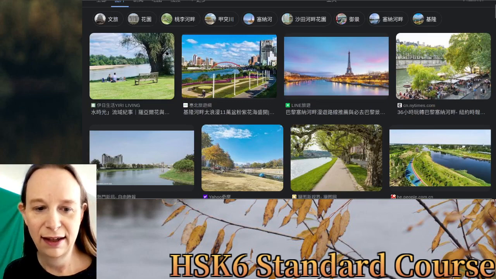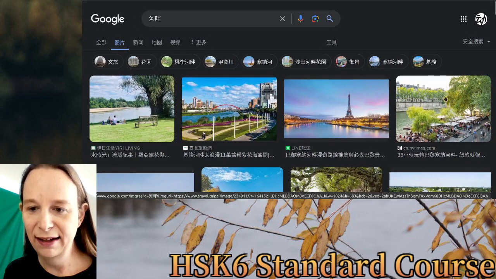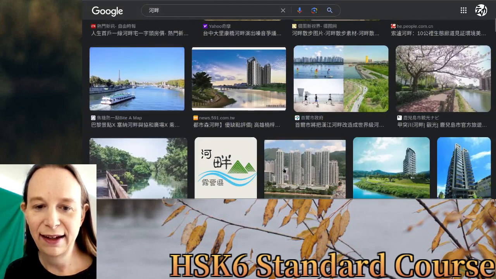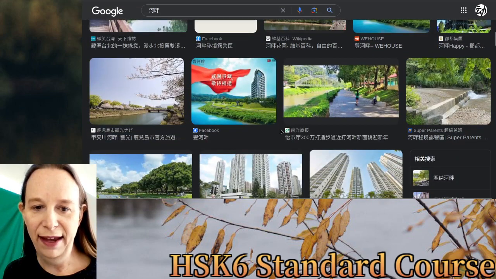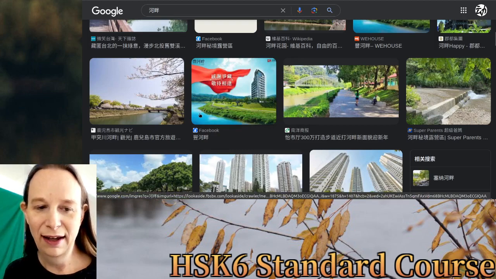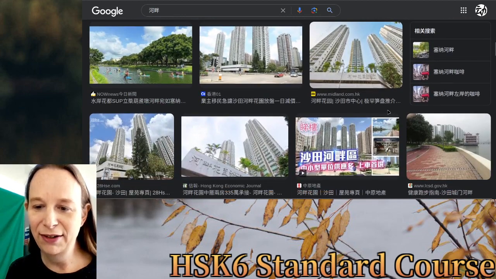Okay. 河畔. This is 河畔. Ah, oh, so this is like river bank. So they're both banks in English. River bank. So you build things on a river bank, whereas you pan. Okay, that makes more sense. So you can put buildings on a river bank.